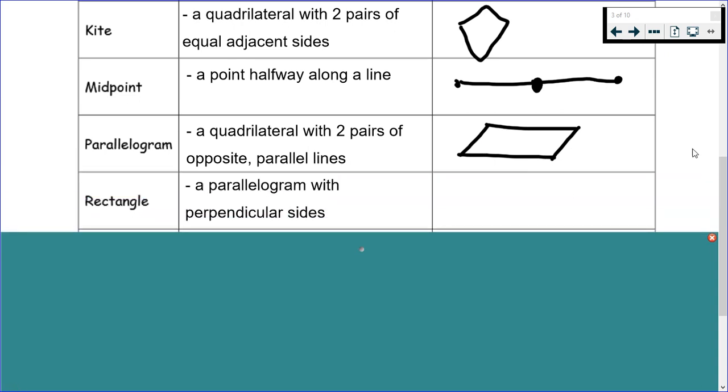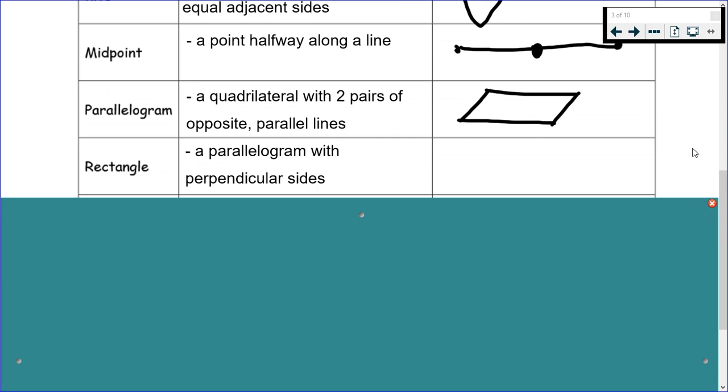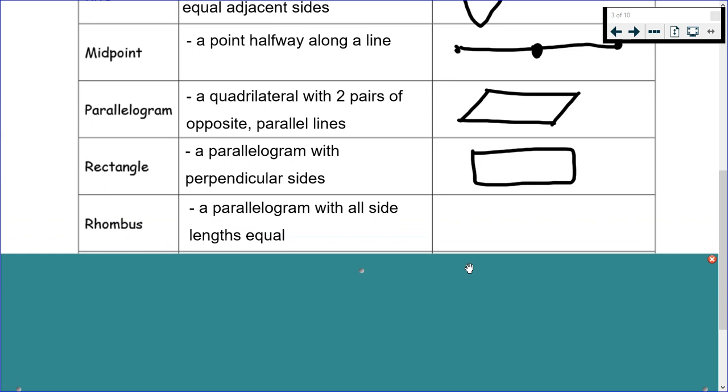Next, we have a rectangle. A rectangle is just a specific case of a parallelogram. So all rectangles are parallelograms, and we know what a rectangle looks like. It looks like this. The difference between our rectangle and our parallelogram is that all the corners, all the lines meet at 90 degrees, or in other words, they are perpendicular to each other, which we've talked about before. All right, a rhombus is a parallelogram with all side lengths equal. And there's no requirement that they meet at 90 degrees, so usually we'll draw a rhombus like this.